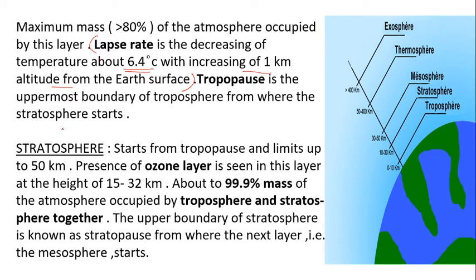Now the stratosphere. Stratosphere starts from tropopause and extends up to 50 kilometer. Ozone layer is present in this zone at the height of 15 to 32 kilometer. 99.9% of the mass of the atmosphere is occupied by the troposphere and the stratosphere altogether, and stratopause is the boundary between stratosphere and its next level, that is mesosphere.